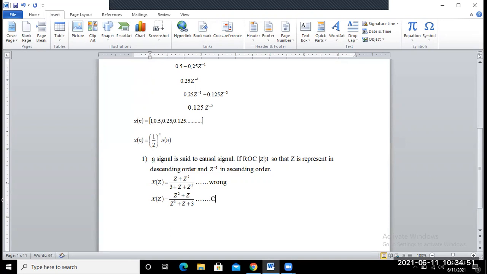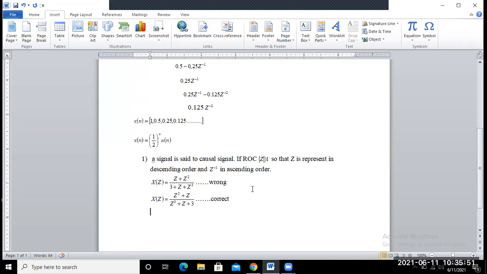z to the power 2, that means z square, plus z divided by z cube plus z plus 3. So this is the correct representation. We will say that this representation is correct, and then maybe use the long division method. This other representation is not used in this way, or maybe it is wrong, and this one is the correct representation. After that you may use the long division method.